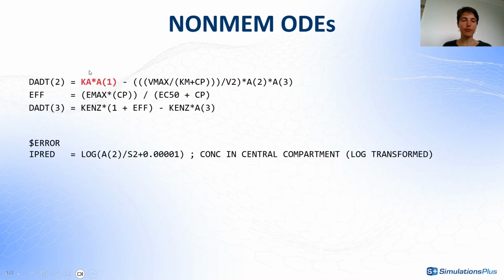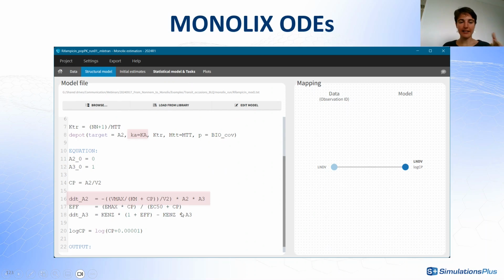A small note, however, is that in the NONMEM code, in your ODEs, you would have the rate of transfer that appears in the equation from depot to central, and this is actually not needed in Monolix. In Monolix, you would define as a target directly the central compartment. The Ka parameter goes into the depot definition, and then when you look at the concentration in the central compartment, you just write the elimination term. Everything related to the input is defined already here.